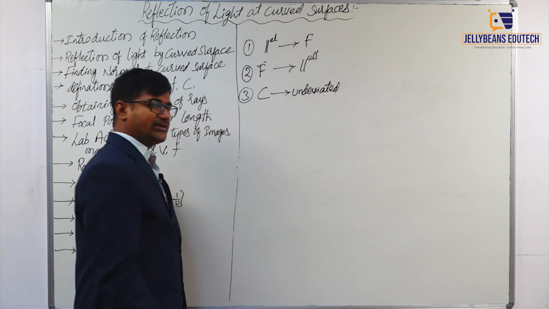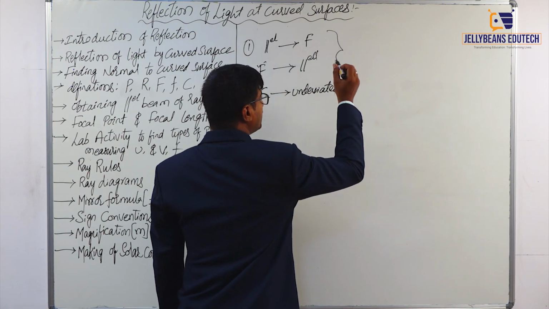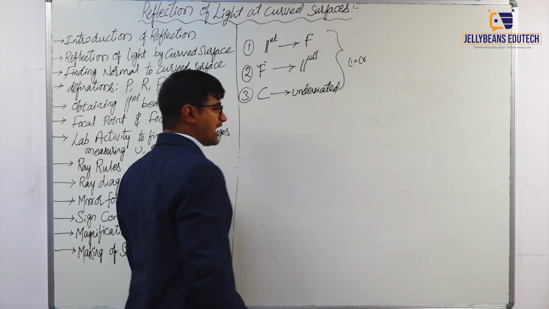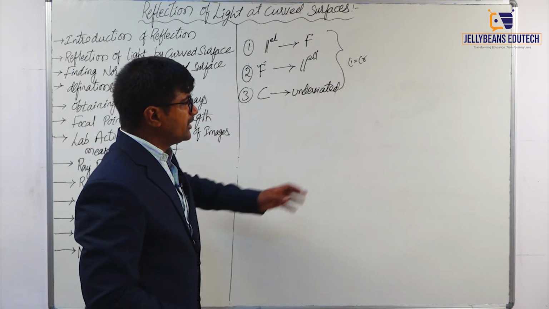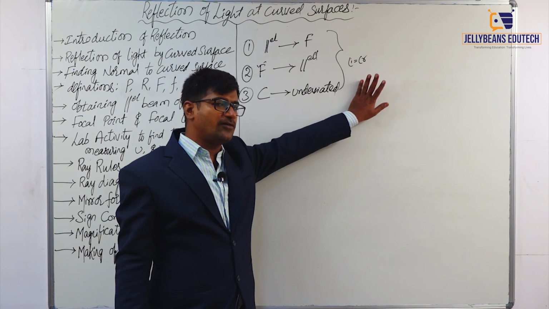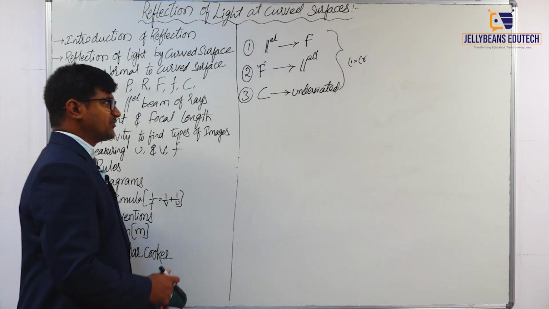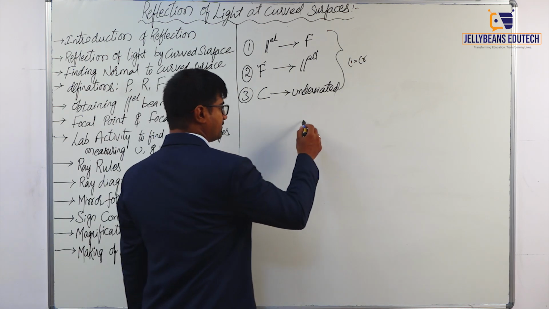It is undeviated. So here in all the conditions it is obeying one property, that is one law, that is i equals r. Whatever the ray rule may be, in each and every ray rule it is satisfying the second law of reflection, that is angle of incidence is equal to angle of reflection. So let us see all these ray rules with a brief ray diagram.